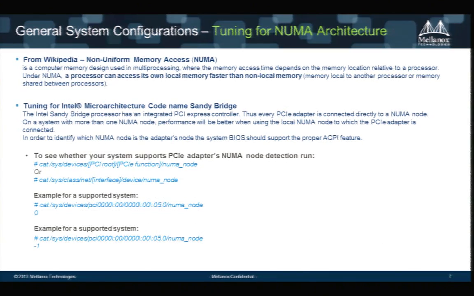to the configuration. I told you I owe you around 1 gigabit. So the NUMA node. From Wikipedia, non-uniform memory access is a computer memory design used in multiprocessing, where the memory access time depends on the memory location relative to the processor. Under NUMA, a processor can access its own local memory faster than non-local memory.